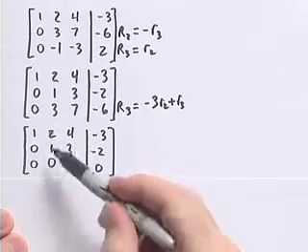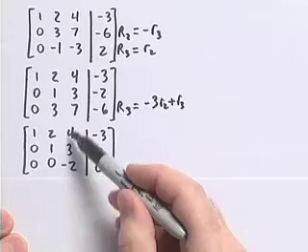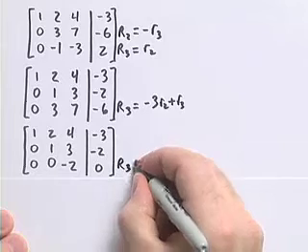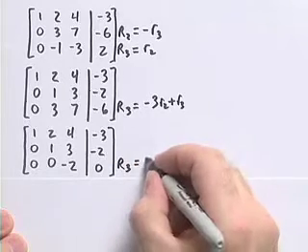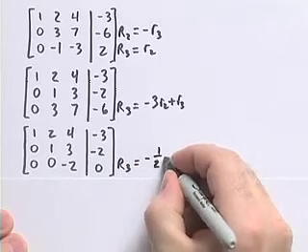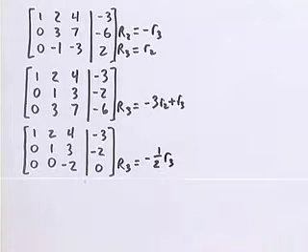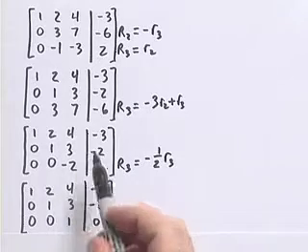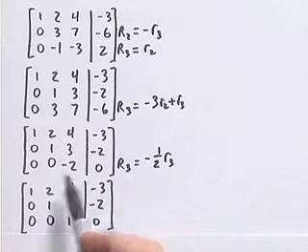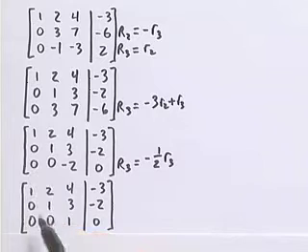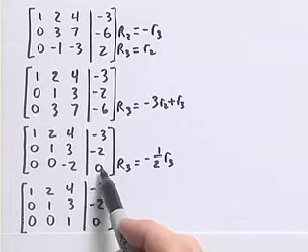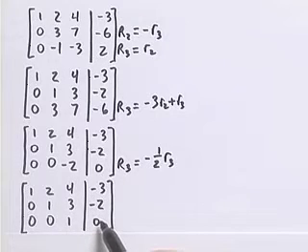The last thing we'd like to do here is to get a 1 in this 3, 3 entry. To do that, we're going to multiply row 3 by negative 1/2. If we perform that operation, we get the following. We did not change the first two rows, so we rewrite them. If we multiply the third row by negative 1/2, 0 times negative 1/2 is 0. 0 times negative 1/2 is 0. Negative 2 times negative 1/2 gives us positive 1. And then 0 times negative 1/2 is again 0.